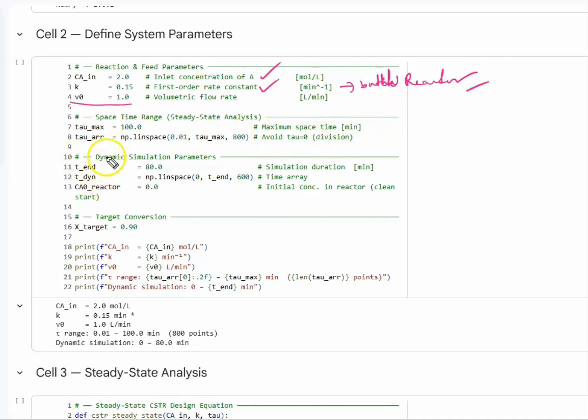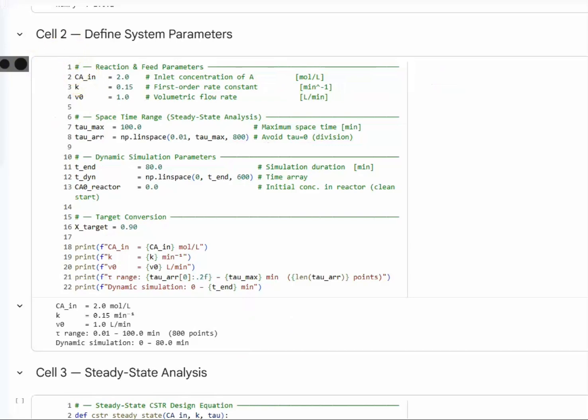Now we define a space time array, that is 800 evenly spaced values from 0.01 to 100 minutes. We avoid exactly 0 because that may give a division by 0 in the design equation. And we set our target, x target equals 0.90. We want to design for 90% conversion. Run the cell and the print block confirms all the parameters.